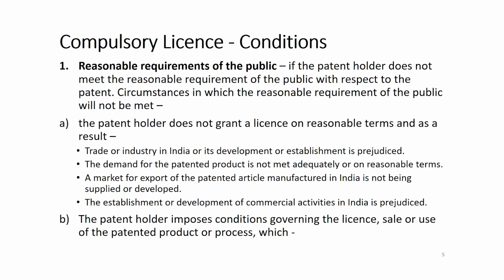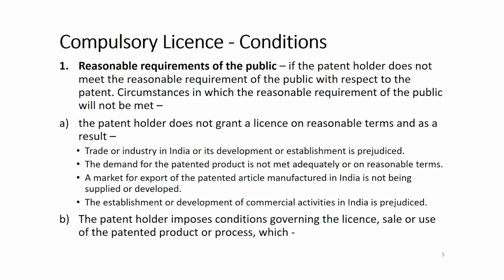There are various situations when we can say that the first ground, that is reasonable requirements have not been met, is existing. So, when can we say that reasonable requirements are not met? Let us see that first of all. I said there are 3 grounds: non-fulfillment of reasonable requirements of public, second, non-availability of the patented product at reasonably affordable price, and third, non-working of patent on commercial scale in India. Let's come to the first ground. If the patent holder does not meet the reasonable requirement of the public with respect to patent, it's a ground for issuance of compulsory license.